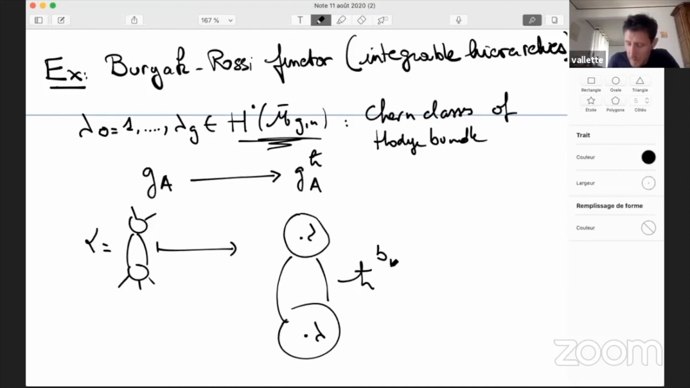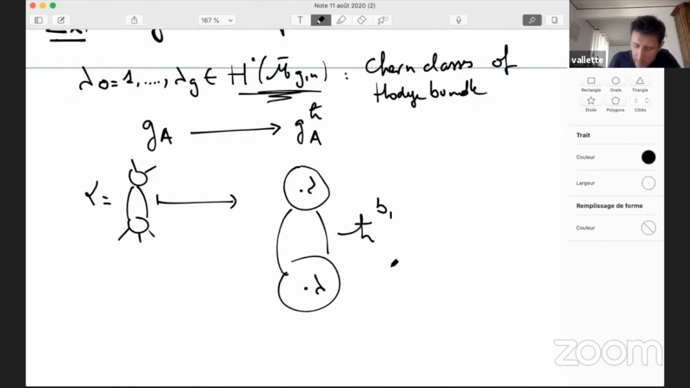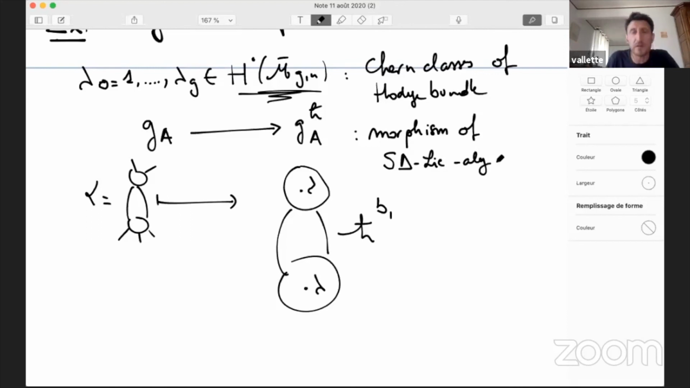Okay, so b_1. I claim that this sends an element which satisfies the master equation on the left to an element which satisfies the quantum master equation on the right-hand side. So this is actually a morphism of shifted delta Lie algebras, and thus a morphism of shifted Lie algebras. So it induces a functor of Deligne infinity groupoids. D'accord.